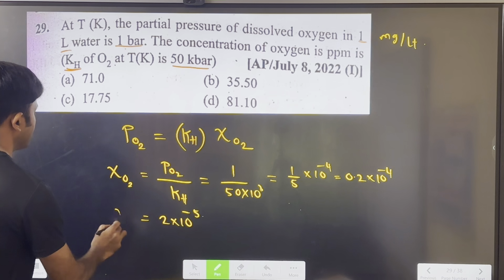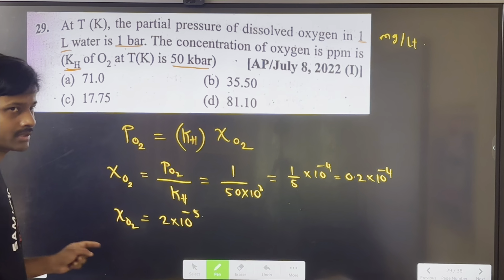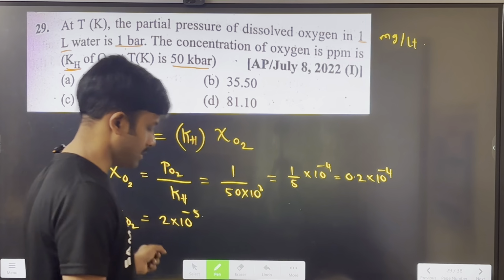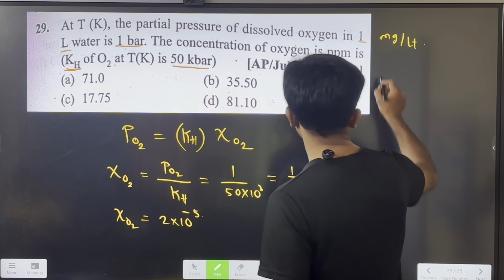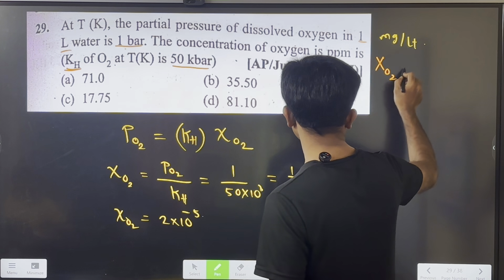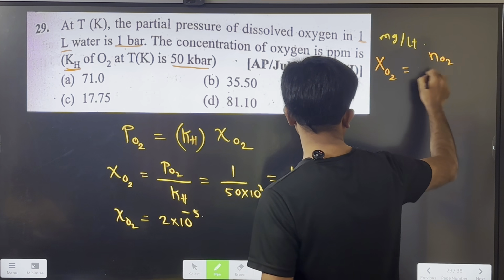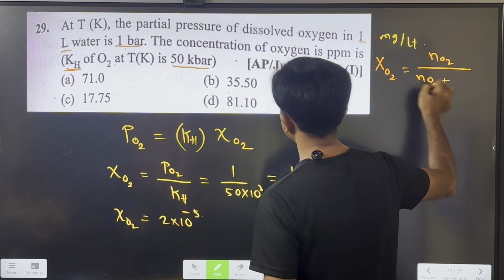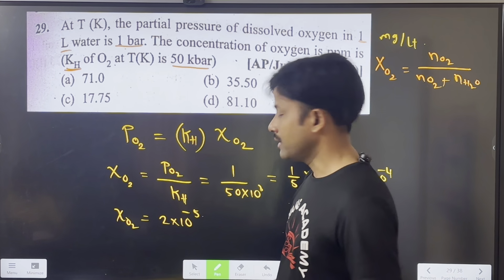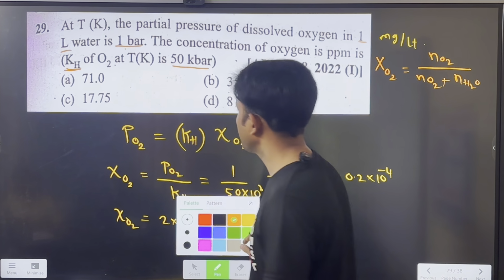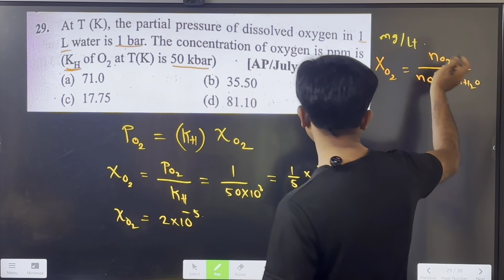Okay. From this you find the number of moles of oxygen, right? Then how do you get this number of moles of oxygen from this? What is the mole fraction of oxygen? Already you know that mole fraction of oxygen is equal to number of moles of oxygen by number of moles of oxygen plus number of moles of water, and this oxygen is dissolved in 1 liter of water, right? Then how do you get the number of moles of water? So to get the number of moles of water, we need to do another calculation here.